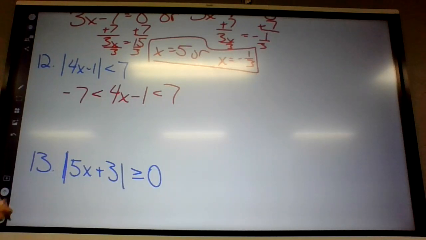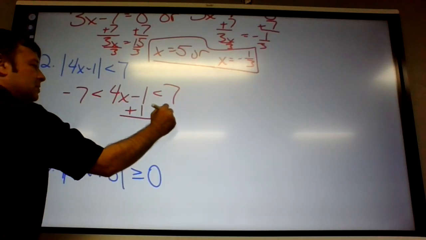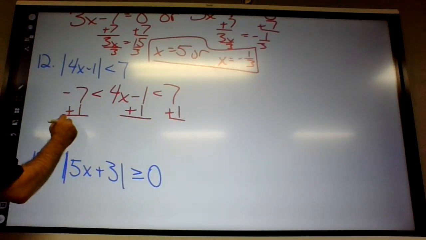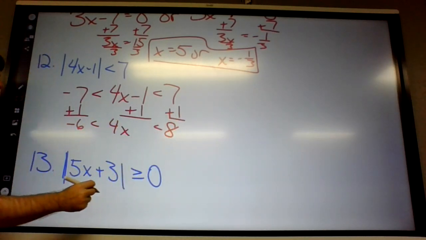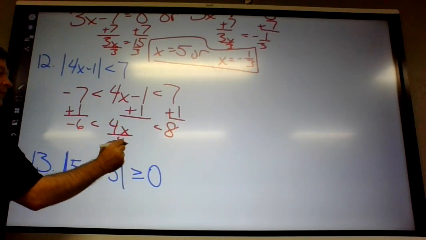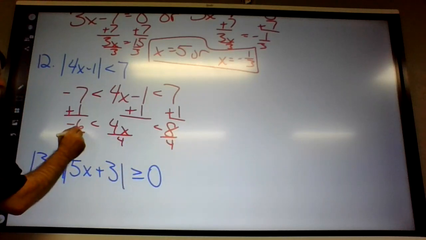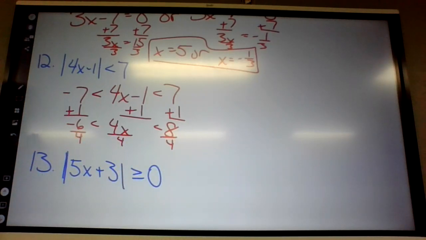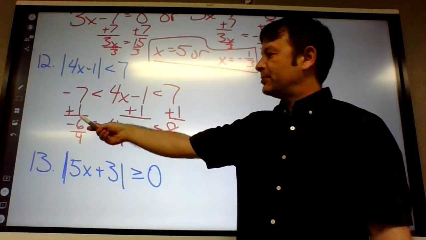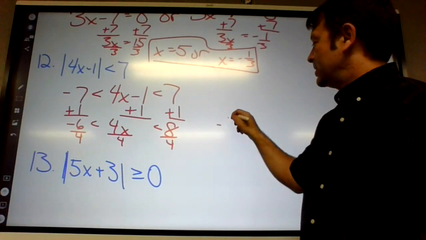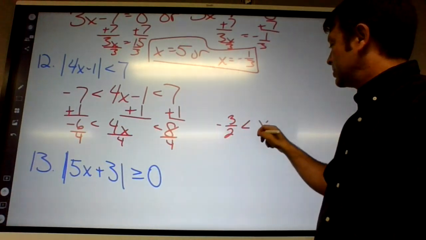Plus 1 on both sides and divide. Should be 2, and divide by 6. It's 6/4, but -6/4 and 2. It reduces, because they're both divisible by 2, so 3/2 and -3/2.